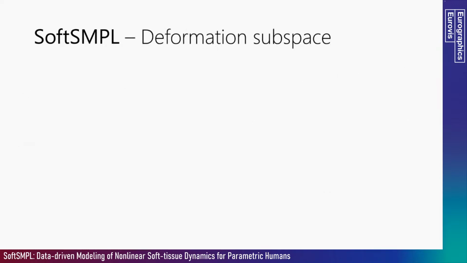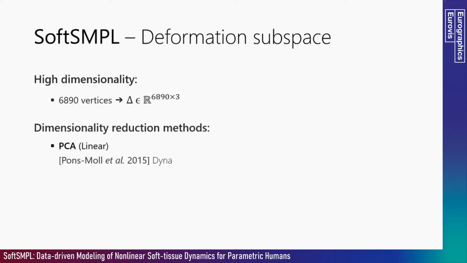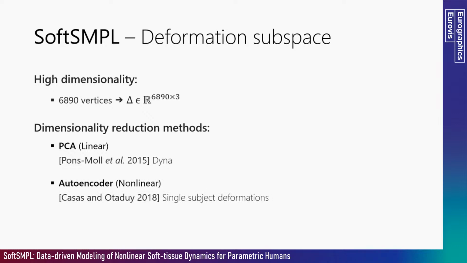The main reason why we work in a subspace is because of the high dimensionality of the deformations. In the case of SMPL, the template mesh has 6,890 vertices, so the displacement vector has that size times 3. Previous work used different approaches to handle this dimensionality. Dyna, for example, uses PCA to find a linear projection to a lower dimensional space. Meanwhile, the work of Casas and Otaduy shows that autoencoders can find more compact representations than PCA, but their subspace is limited to the deformations of a single subject. In contrast, our autoencoder encodes the deformations of multiple subjects in the same subspace.